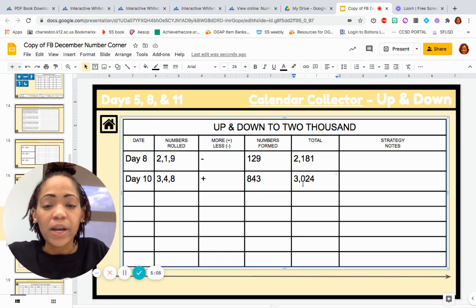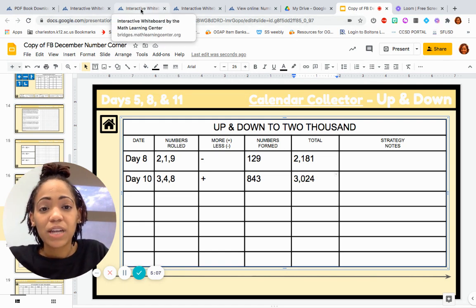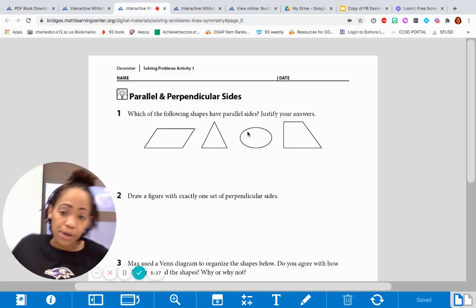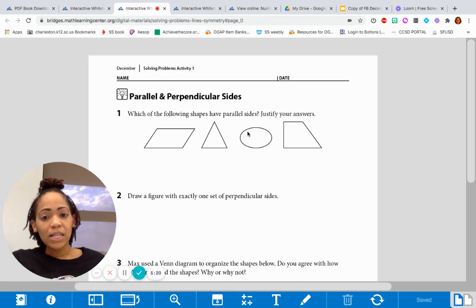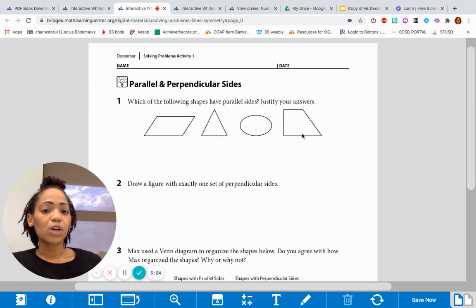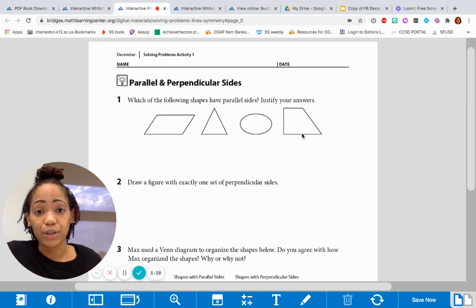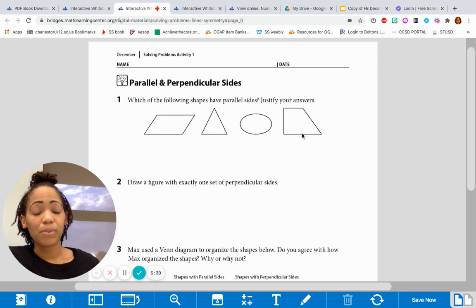All right, one thing we are going to do today, and you are actually going to have time to work this out on your own, because this is kind of a hard conversation to have virtually, is we're going to talk about solving some problems involving parallel and perpendicular sides. Okay, so I'm going to talk you through some of these, but then some of it you're going to have to figure out on your own. And a major part of today is justification.